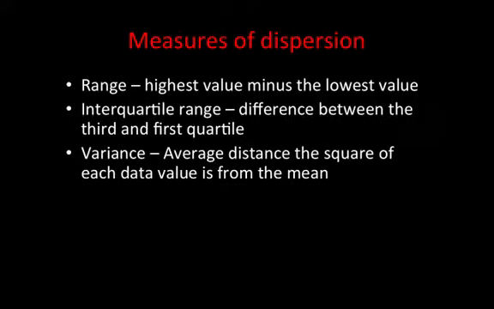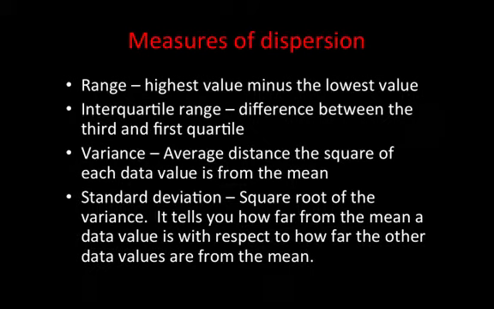You don't really need to know what variance is, but we use variance to find standard deviation, because the standard deviation is just the square root of the variance. And so what the standard deviation ends up telling us is how far from the mean a data value is with respect to how far the other data values are from the mean. Now I'm going to talk to you about how to find the standard deviation of a data set.